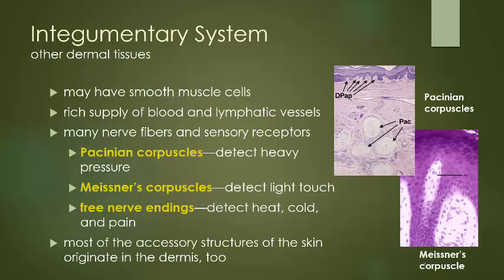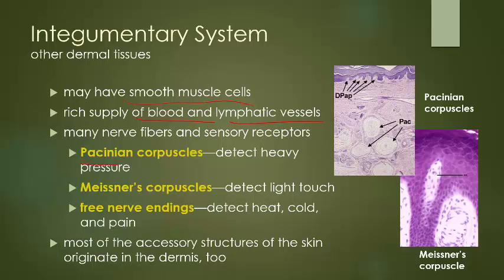All right, so there are other tissues found in the dermal layer, in the dermis of the skin. There are smooth muscle cells, and we'll take a look at those when we look at a hair follicle. We'll see where the bundle of smooth muscle fibers are. There is certainly a rich supply of blood and lymphatic vessels in the dermis. And then we have lots of nerve fibers that are busy collecting sensory information.